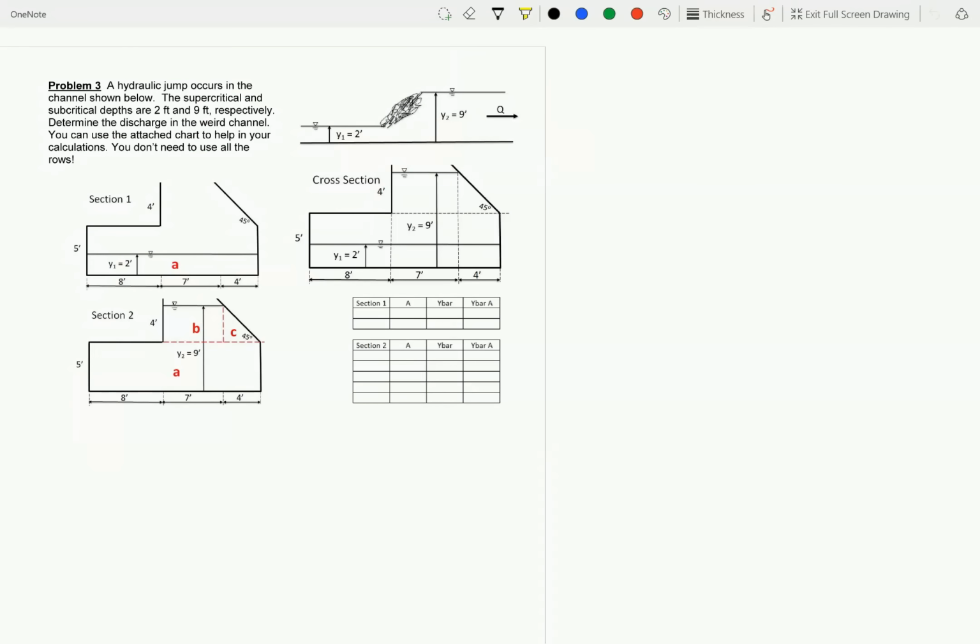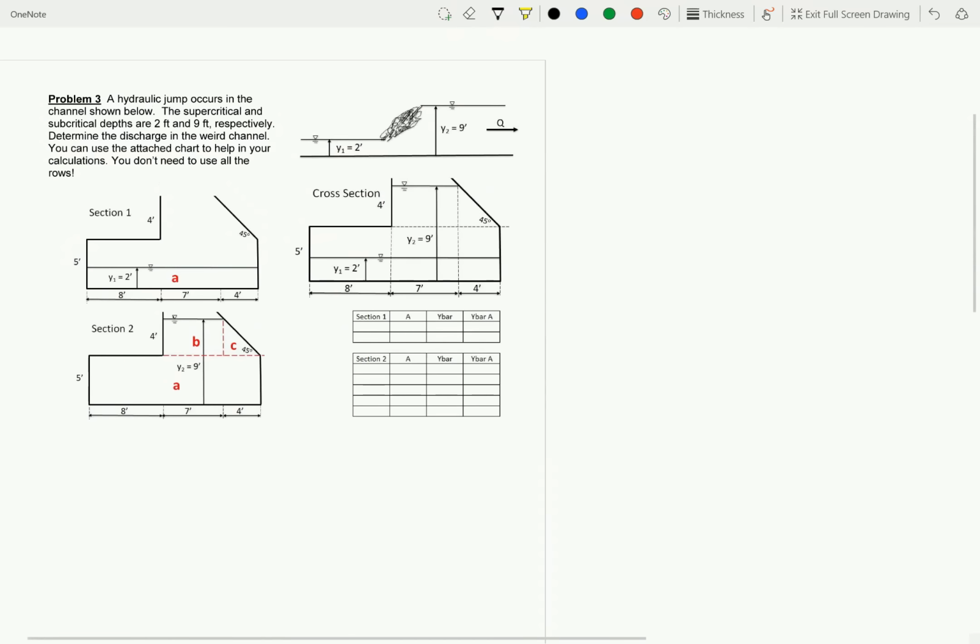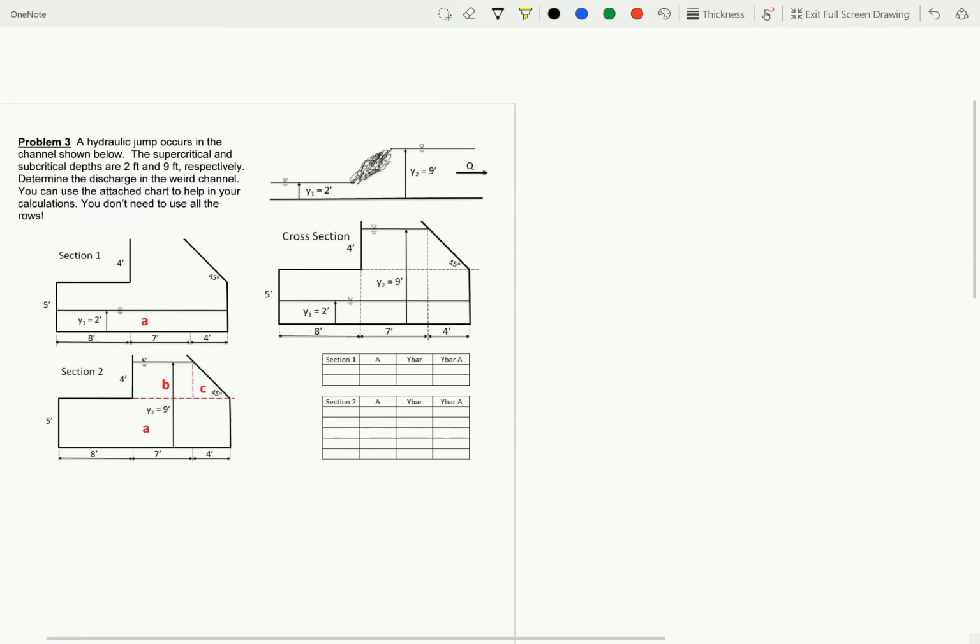Okay, so here we have a hydraulic jump example problem, and we're ultimately trying to determine the discharge in this channel, and the channel cross section you can see right here. This is about as hard of a problem you can get in a hydraulic jump, just simply due to the extremely weird nature of this channel cross section.